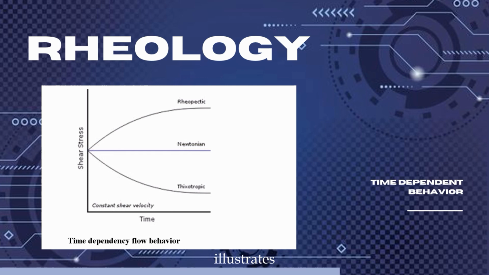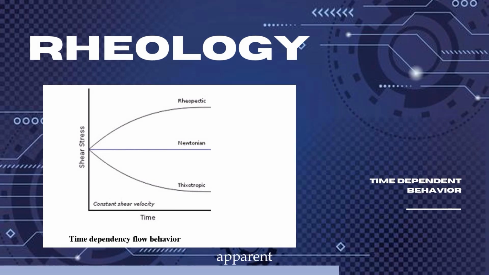The figure illustrates the time-dependent behavior. Rheopectic: the apparent viscosity increases with time and the change is reversible, that is, the fluid will revert back to its original state on standing. Shear thickening: the apparent viscosity increases with time and the change is irreversible, that is, the fluid stays in a thick state when the shear stress is removed.